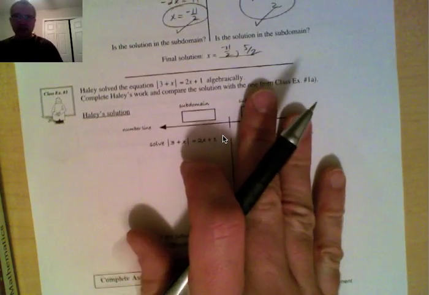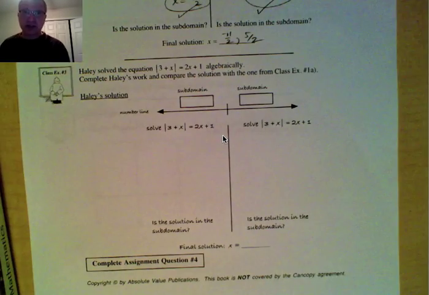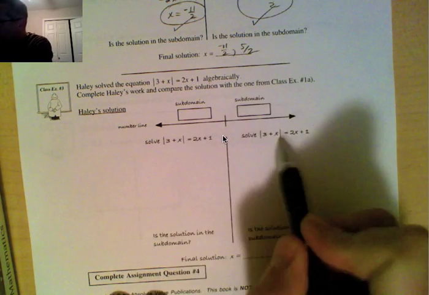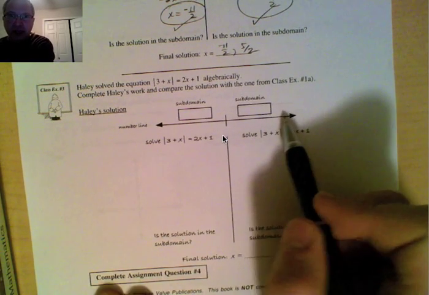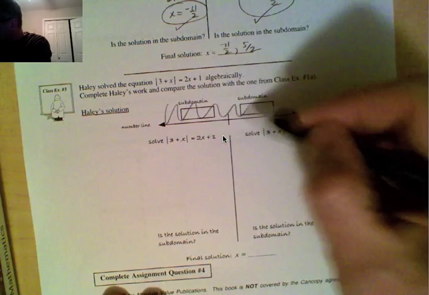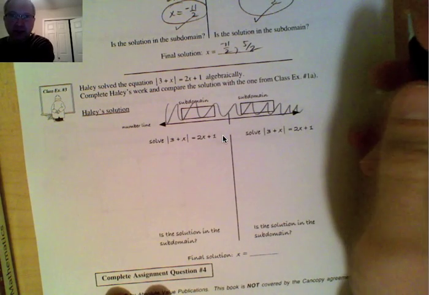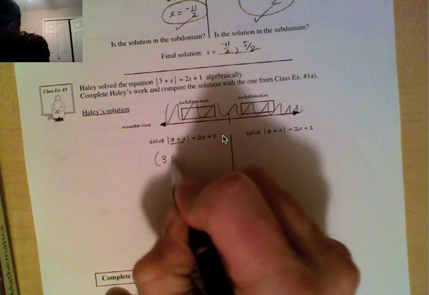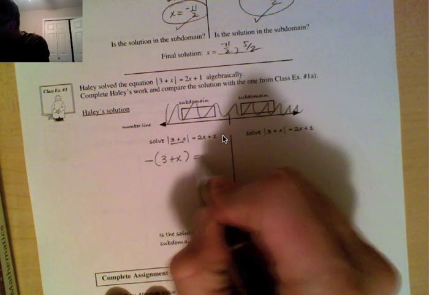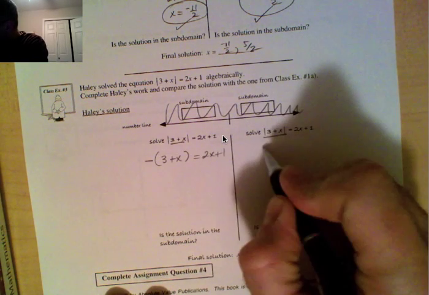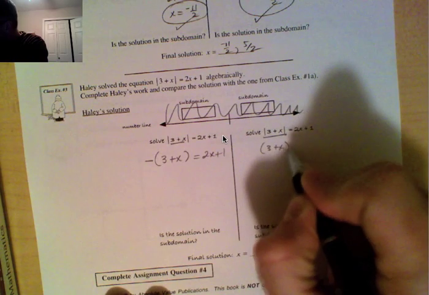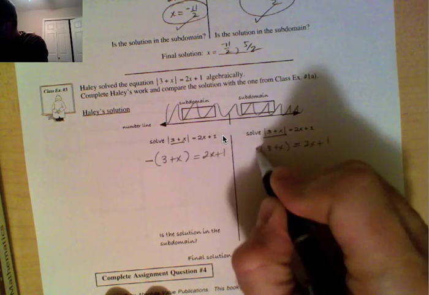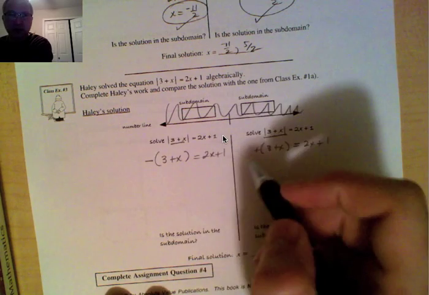Now we're going to look at the second question here in a slightly different way. What we're going to look at is we're going to break this equation into two parts. And all we're going to do, we're not going to worry about this subdomain and the number line. What we're going to say is, well, this expression inside the absolute value bars could be negative, and this expression inside the absolute value bars could be positive. So we have to look at both situations, and we're going to solve both situations.